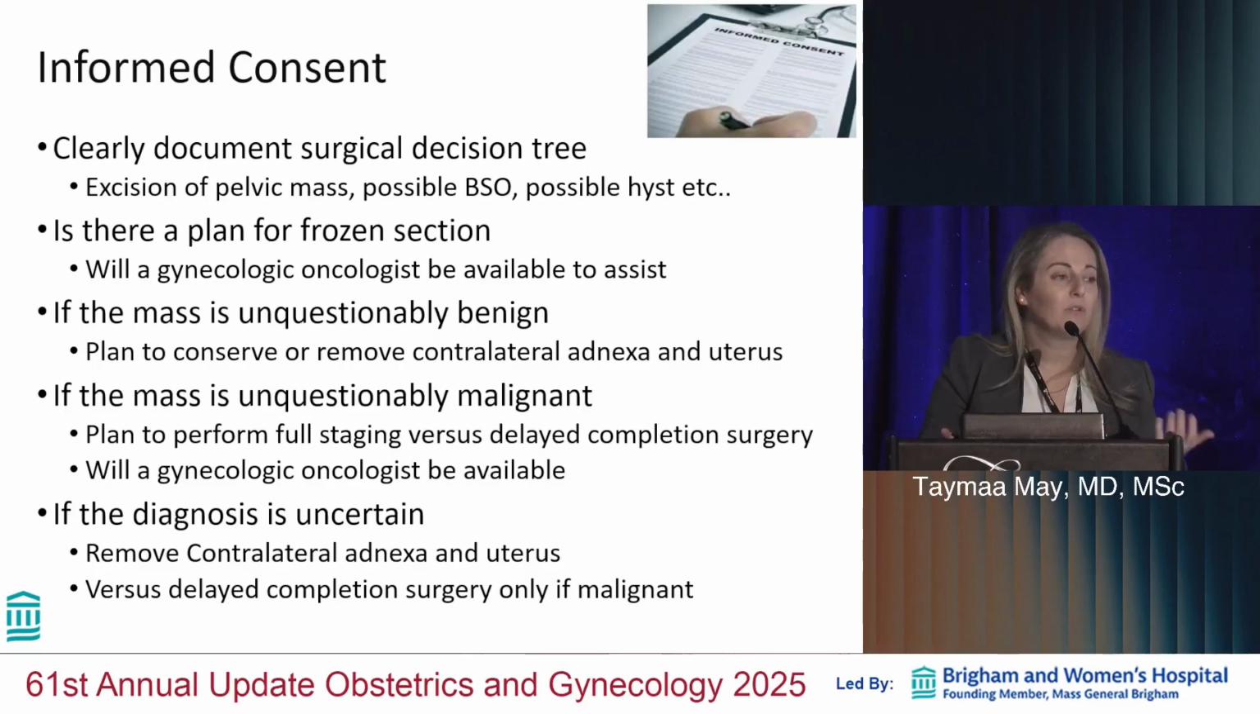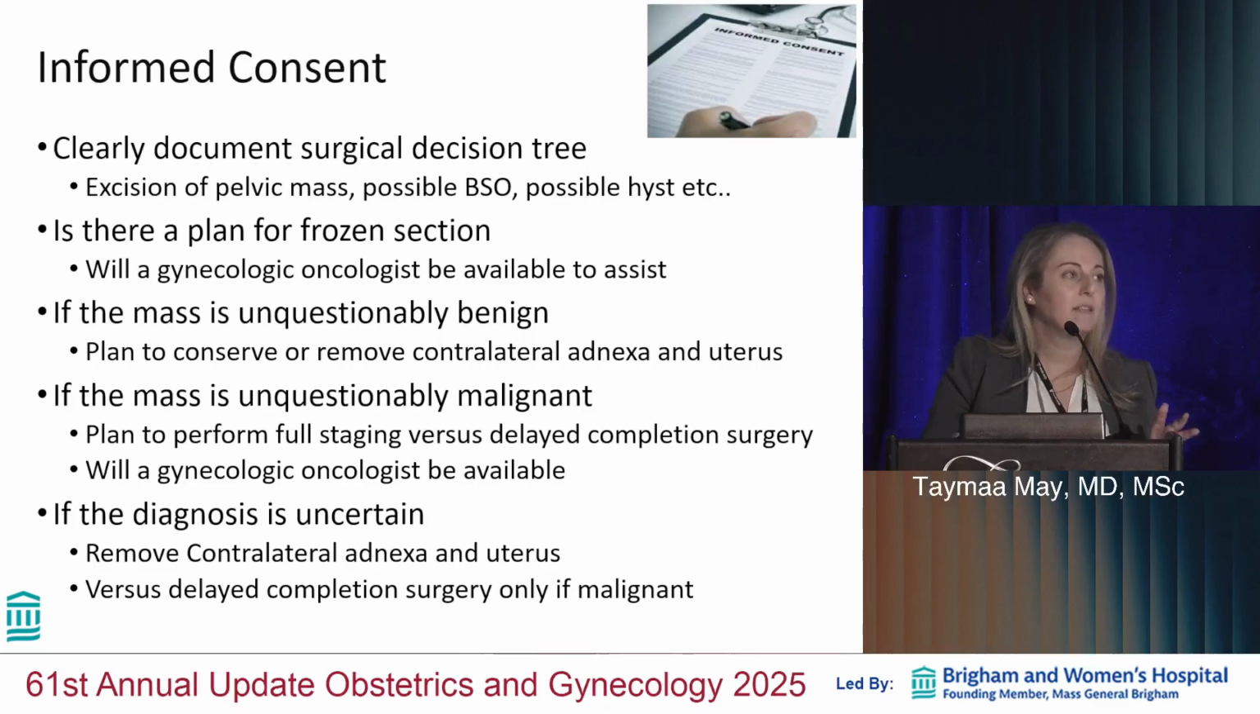If the mass is unquestionably benign, what do you do? And that, again, between you and the patient, do you conserve or remove the other adnexa and the uterus? If the mass is unquestionably malignant, do you then plan to do a full staging? I think most people would probably not do that because that really ruins your OR day. If you plan the surgery for an hour versus 3, and it becomes, do we do everything all at once? If the diagnosis is uncertain, most of us would not proceed without knowing exactly what the best next steps are, and would recommend a 2-step approach: remove the contralateral adnexa versus delay completion of surgery if it's malignant.